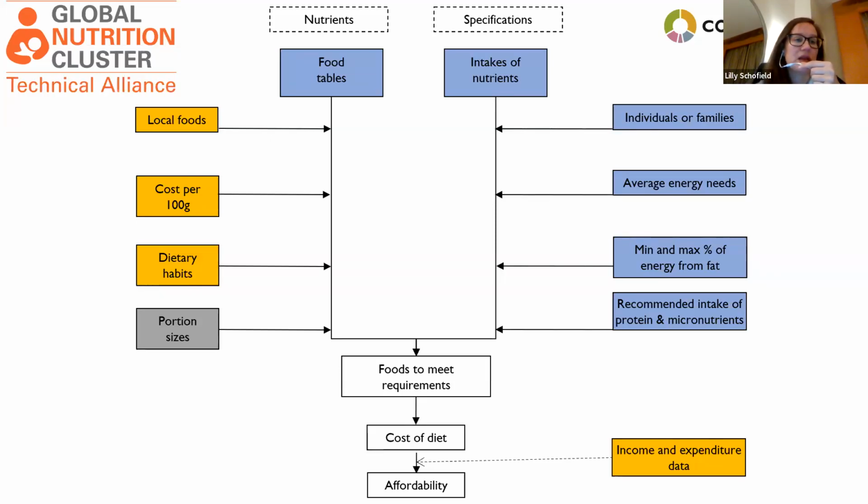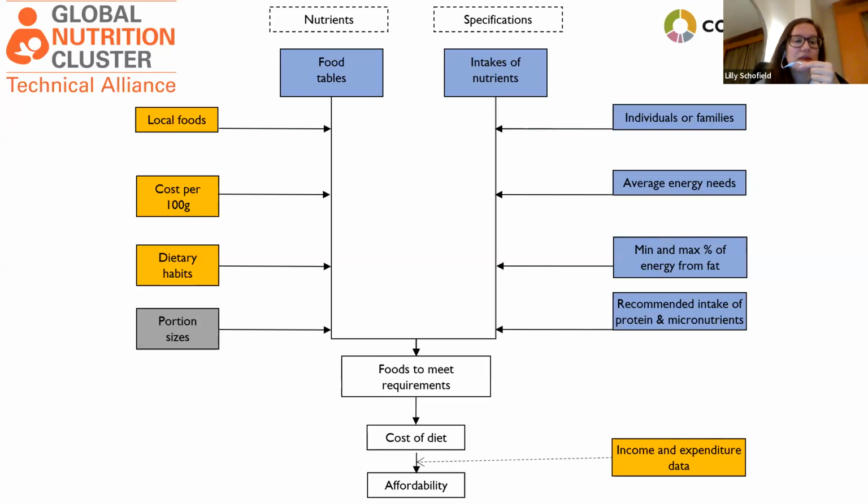So you can see in the orange-ish boxes, what you need to enter as the Cost of Diet analyst is what are the foods available. Now we have a whole bunch of existing food databases in the software, and you can match the foods that are available in your local markets to those foods. Or you can also add new foods as well. In addition to what foods are available, you also enter information about what's the price of those foods. And the software then calculates a price per 100 grams and uses that to run the calculations.